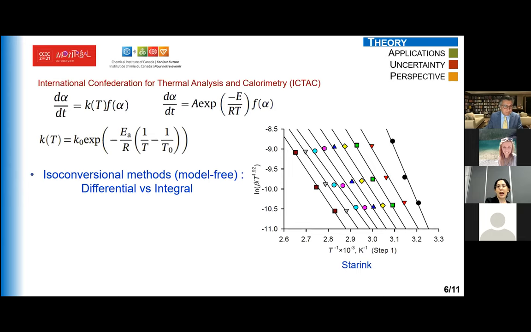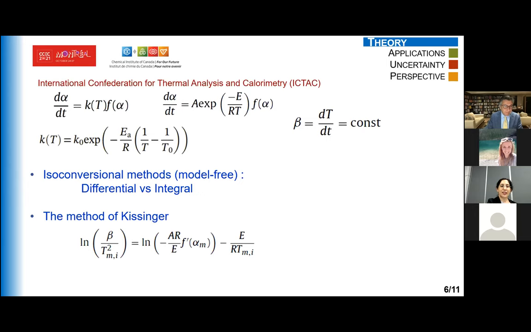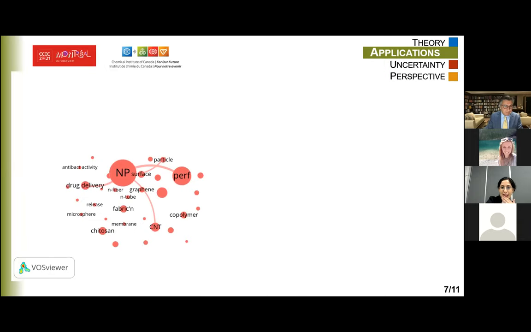As one example, the Starink method, you can see here that you can plot a ratio of temperature against temperature, and the slope of this plot is related to the activation energy of your reaction. One of the most famous conventional methods is the Kissinger method. As I said, it relates the activation energy to the heating rate and temperature of the TGA. There is also the method of invariant kinetic parameters that works with non-models, I can say.